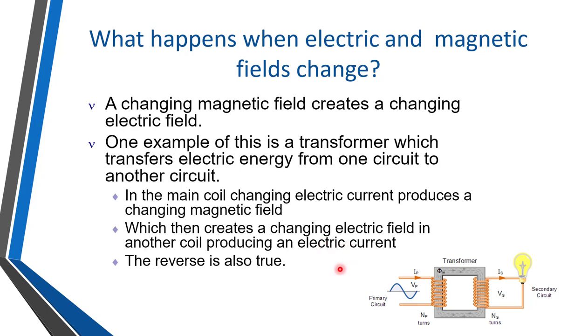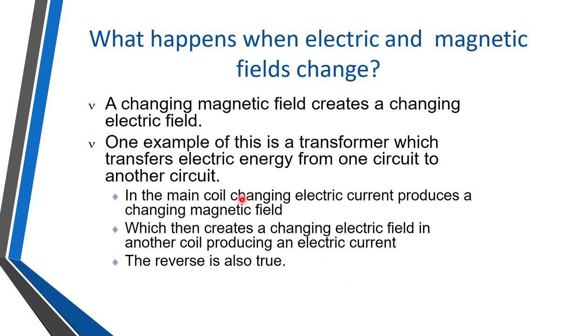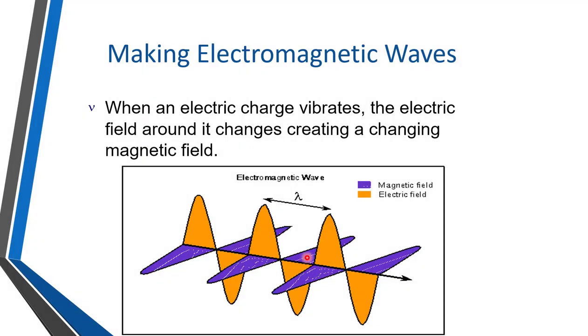That field will generate an electric current, which is known as induced current. So this means an electric field creates a magnetic field, and again that magnetic field creates an electric field. In this way, both the fields are creating one another. When an electric charge vibrates, the electric field around it changes, creating a changing magnetic field.